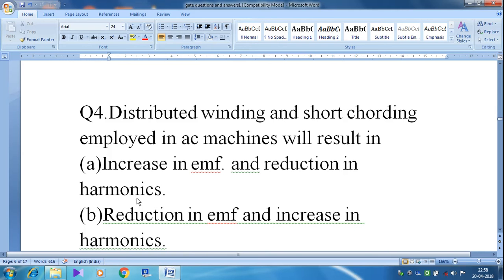Then distributed winding and short coding employed in an AC machine will result in increase in EMF and reduction in harmonic. This is also another very simple question. Already we know that all the practical machines are short pitch and short coding, it means short pitch winding, that is fractional winding, short coding or short pitch, or we can say that is fractional winding and also distributed winding.